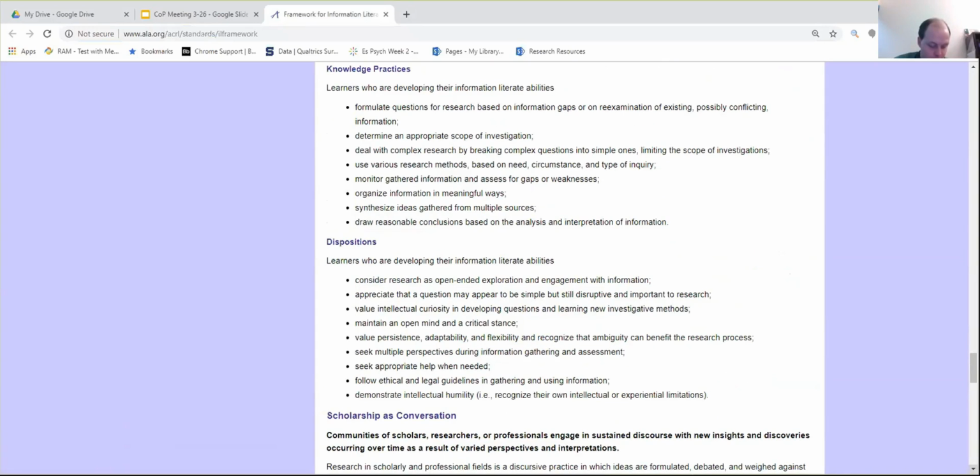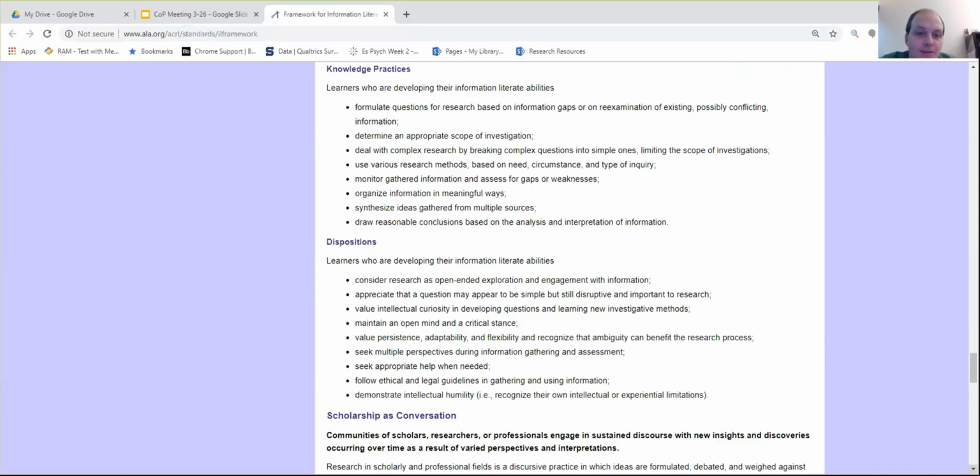The learners are formulating questions for research based on information gaps or re-examination of existing, possibly conflicting information, determine the appropriate scope of the investigation, deal with complex questions, break them into simpler ones. So, and then if you take a look at the dispositions, consider research as an open-ended exploration and engagement with information. So I don't know, what do you think about this one? Yeah, I can see some of this in there. Okay.